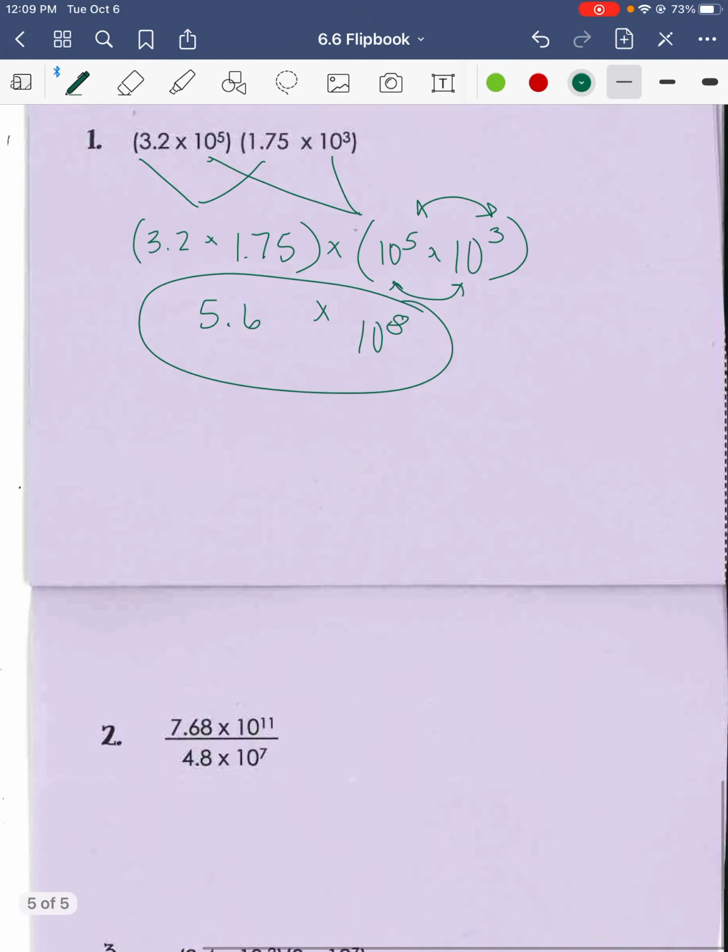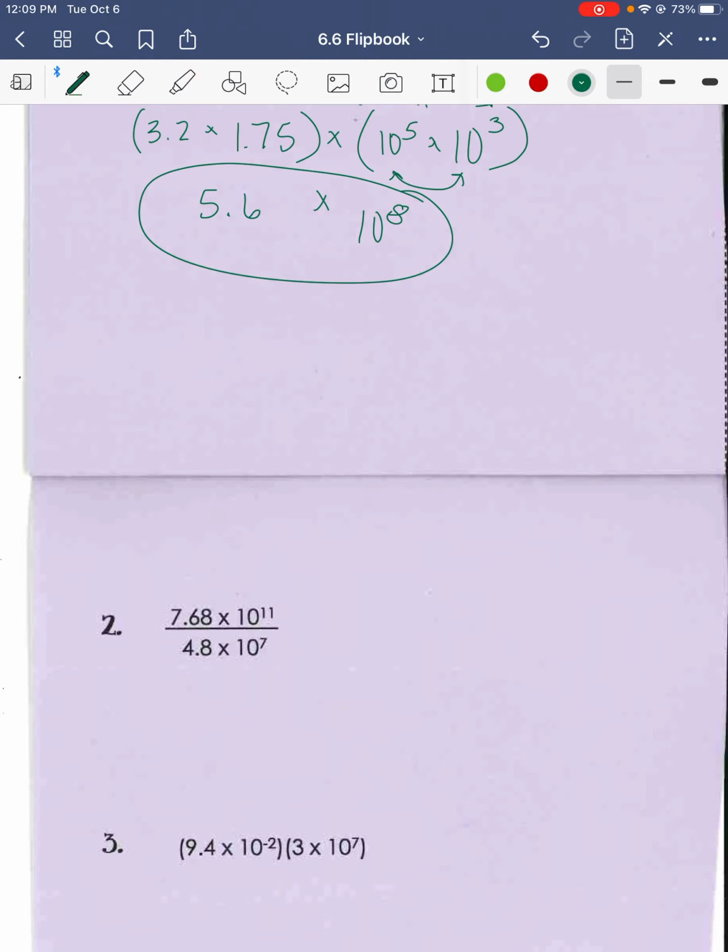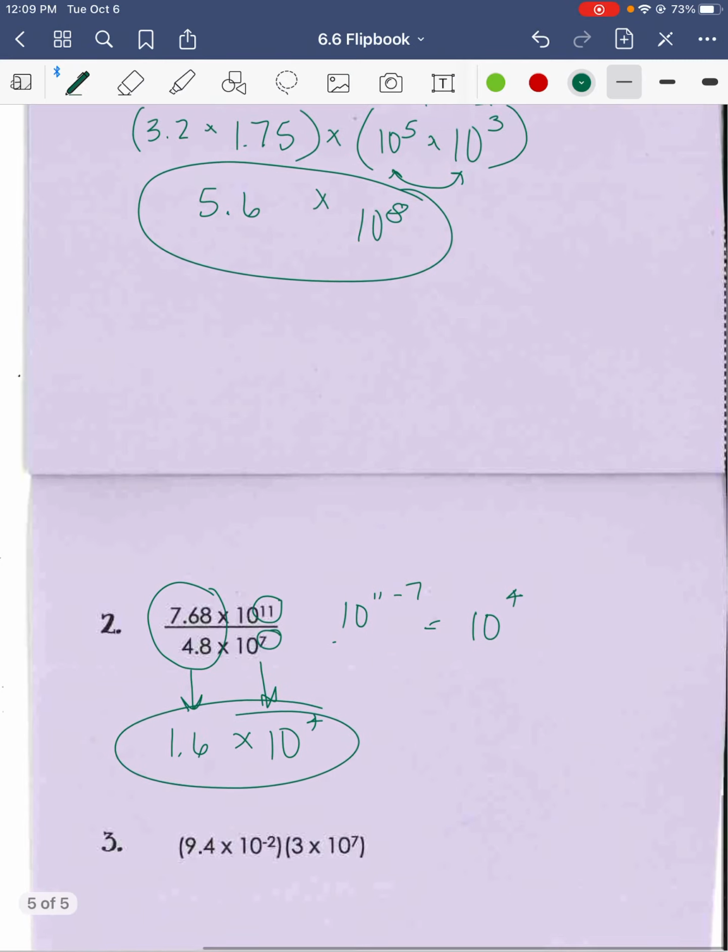I'm trying to rush. And with dividing, it's going to be the same. You're just going to split it up. So you're going to divide this. 7.68 divided by 4.8, that's 1.6. And then here, when you have a quotient, remember it's going to be the top minus, so the exponent on the top minus the exponent on the bottom, which will give us 10 to the 4th here. So then this will simplify to 10 times 10 to the 4th. And that is our final answer, okay?